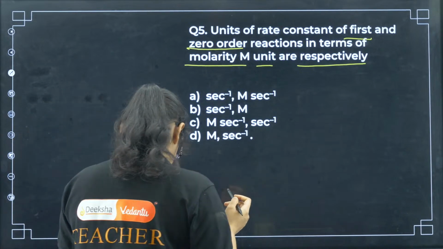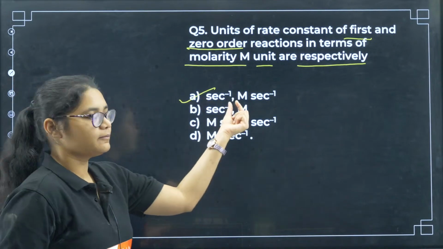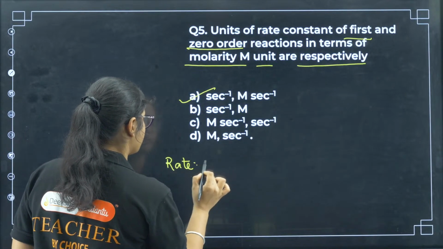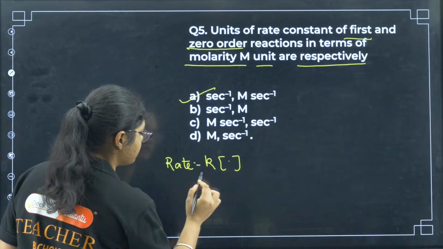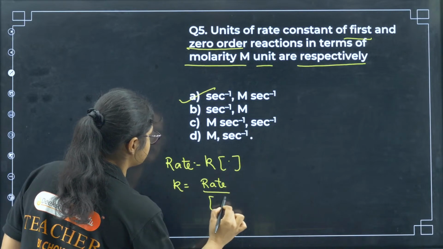Yes, Manjunath is correct here. 5A is the correct answer. Okay, so you know molarity. What is the rate formula? Rate is equal to K into concentration. Now if I want to find the value of K, it is rate divided by concentration.